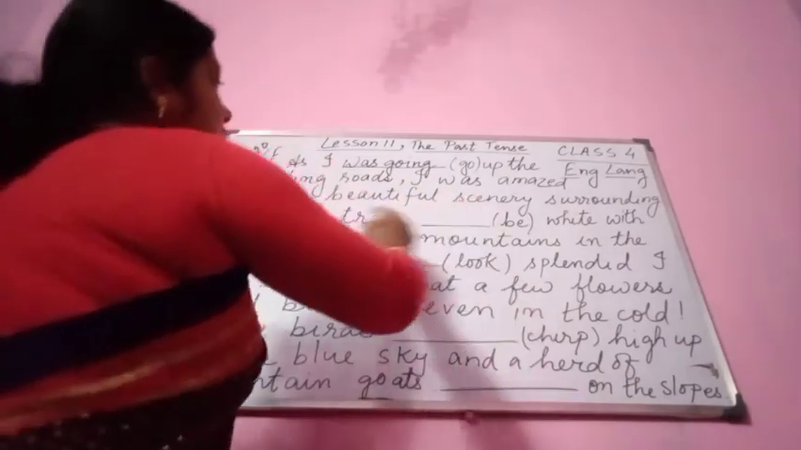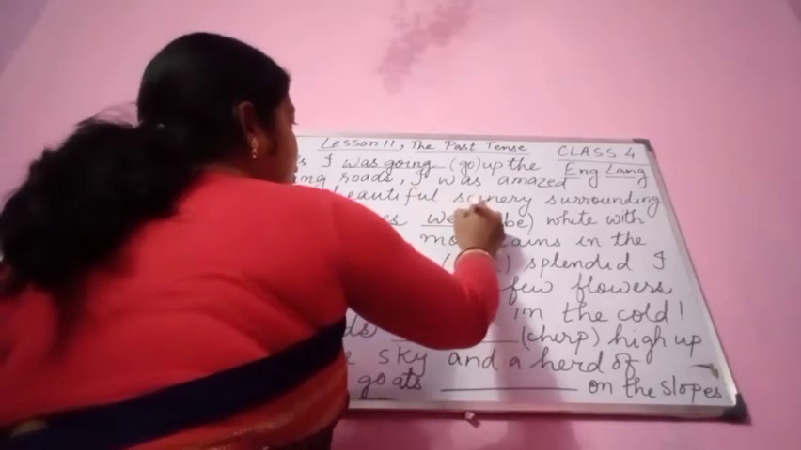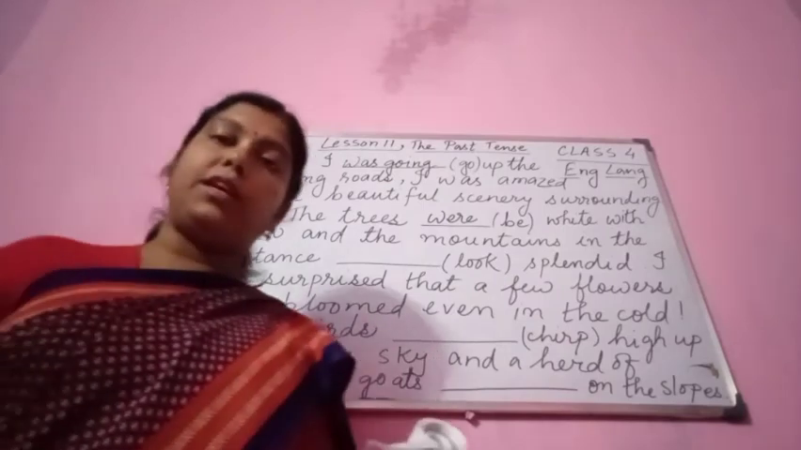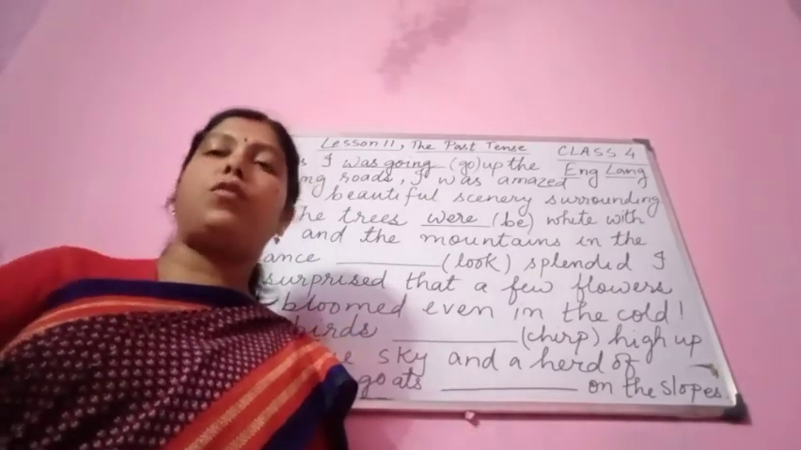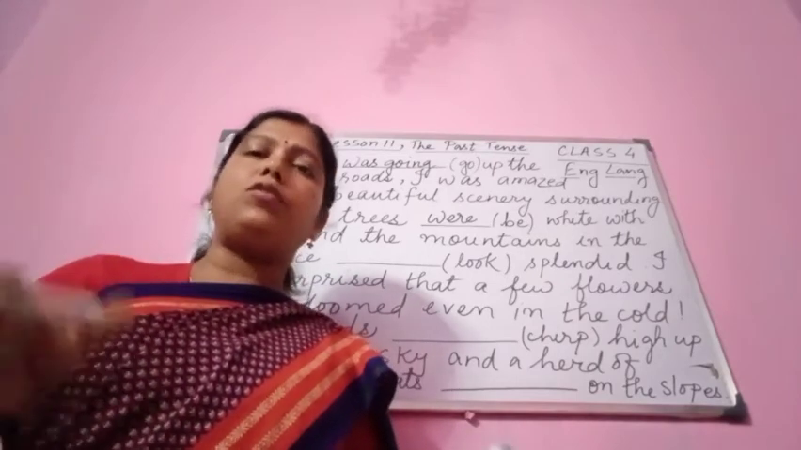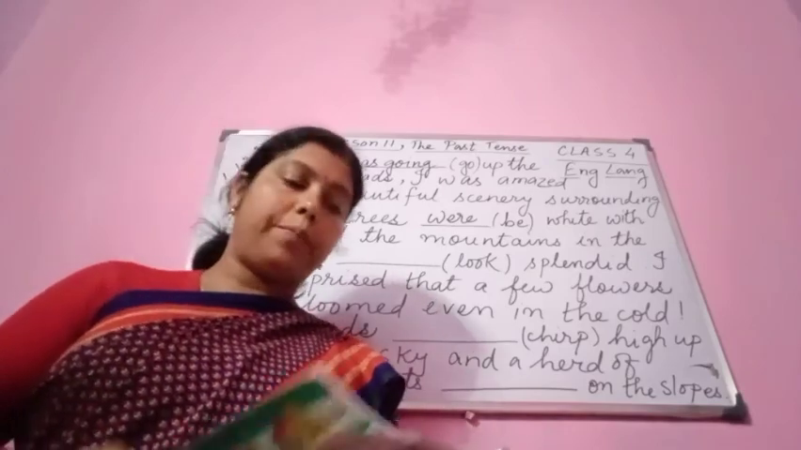The trees were, you see the subject here, the trees. Be verb, we are going to use were here, or helping verbs. What helping verbs do we take when we frame past continuous sentences? We take was or were according to the subject of the sentence. That is according to the nouns or pronouns of the sentence. Okay, alright.